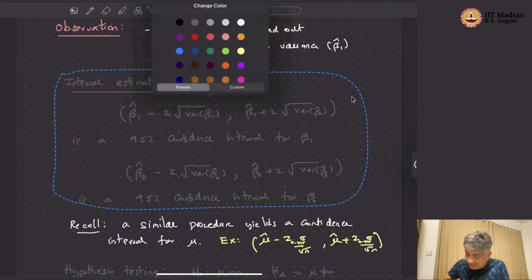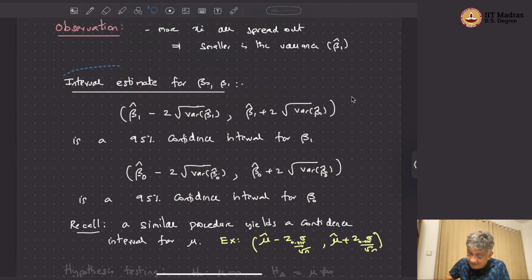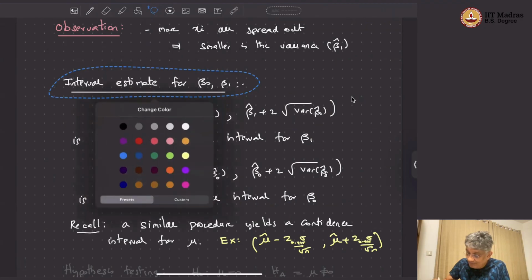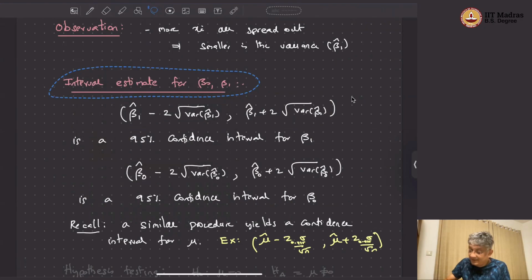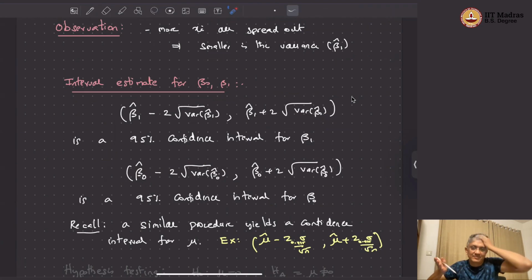Because if I assume beta is normal, then this is a perfectly accurate statement I'm making, that the interval estimate for beta naught and beta 1 is just going to be beta 1 hat minus 2 times the square root of the variance of beta 1 hat, and similarly here. So these are two intervals for beta naught and beta 1. This is one way of providing some error bounds on your model. So you have a model and you have two bands. Beta naught hat plus twice the square root of the variance of beta naught hat is one band, and the other one is the negative side. So that's how your model can spread, right?